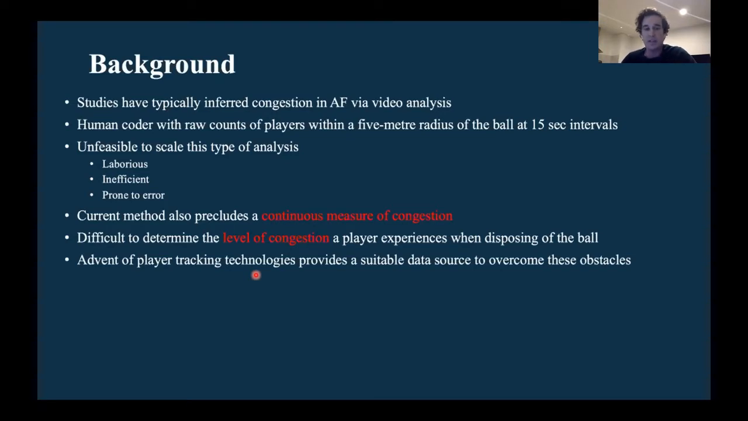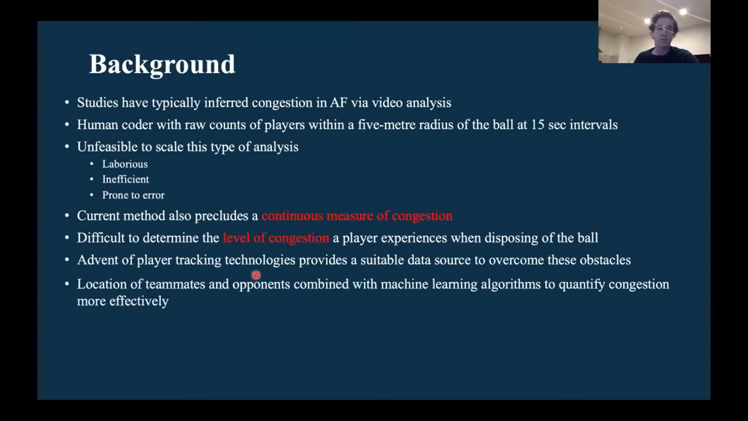So the advent of player tracking technologies provides us with a suitable data source to overcome these obstacles. So to achieve this, we take the location of teammates and opponents and process them with certain machine learning algorithms to quantify the characteristics of congestion more effectively.